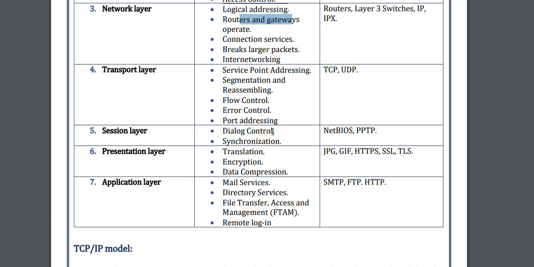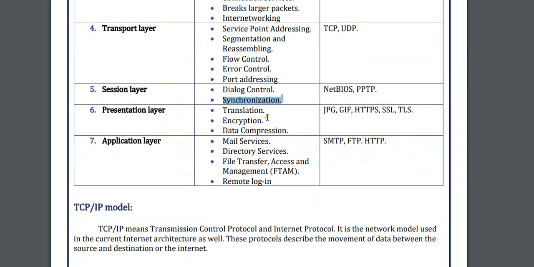In the session layer we have dialog control and synchronization. For example, suppose you are downloading a 100 MB file and there are checkpoints after every 10 MB. If any hazard occurs, the synchronization can help to re-download the data and you will get the best data output. In the presentation layer there are translation, encryption of data, and data compression.